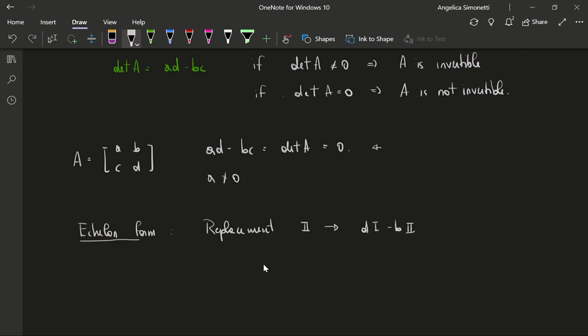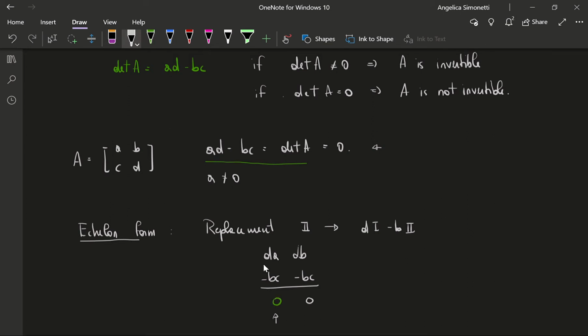Okay, so what does this give me? Well, it's dA, dB, and then the second row becomes minus BC, minus BD. So when I add these two rows up, what do I get? Well, here I clearly have a 0, and then here I have a 0 as well. Why? Exactly because of this condition over here, that we assumed the determinant is equal to 0. So this also gives me a 0.